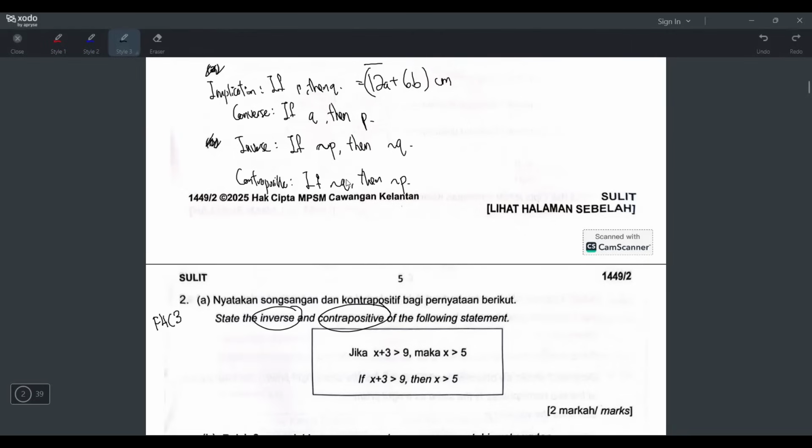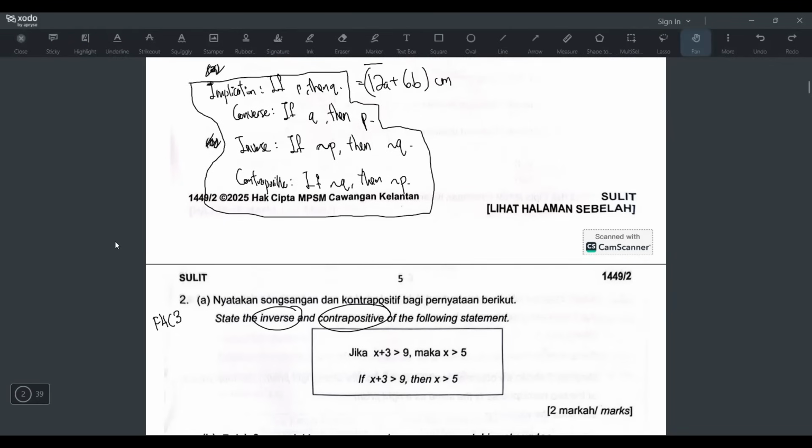Because it's if not Q then not P. So all of this you need to make sure you know. If you're facing SPM this year, ini semua sangat penting lah. Alright, so let's come back to the question.